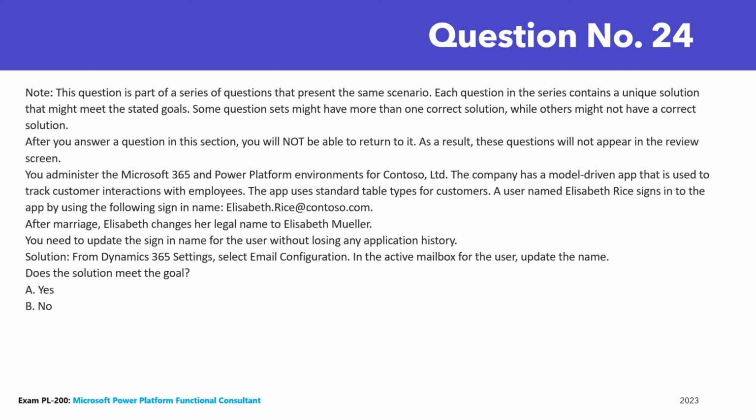You need to update the sign-in name for the user without losing any application history. Solution: from Dynamics 365 Settings, select Email Configuration. In the active mailbox for the user, update the name. Does the solution meet the goal? A. Yes. B. No. Answer: B.